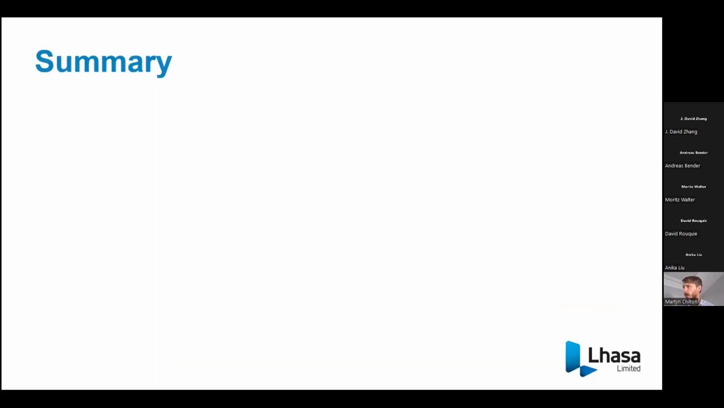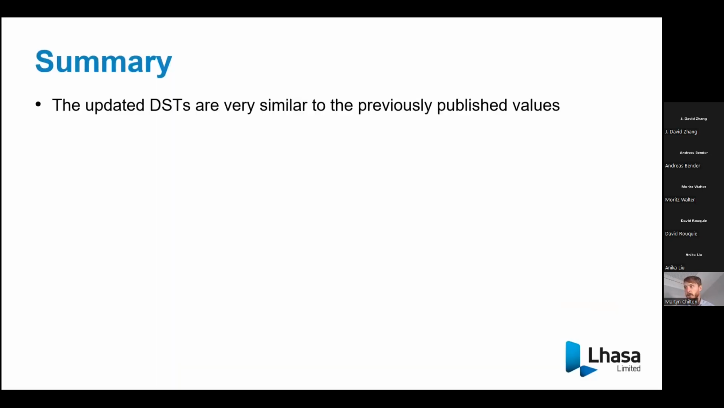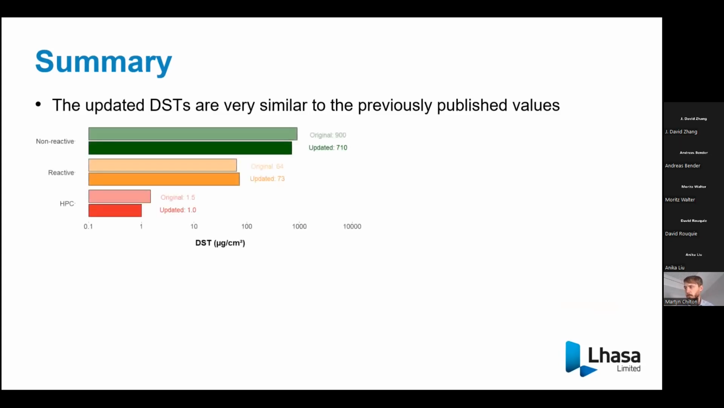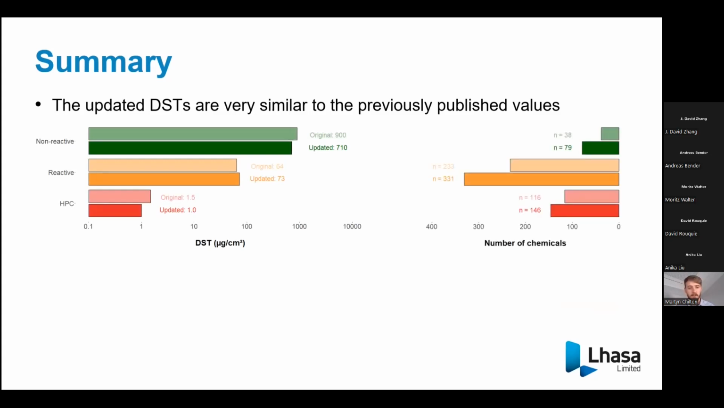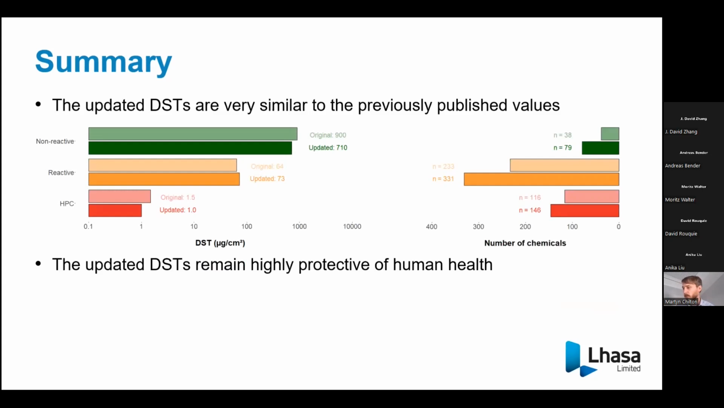So to sum up, the key thing really was that the updated values were very similar to the previously published values. I've tried to show that on this little bar chart here, even though we've increased the size of the data set, so in some cases up to twice as many chemicals. So that was really pleasing to see that the values hadn't changed very much, and should hopefully give confidence in their use. The other thing we were keen to look at was how protective they were of human health.